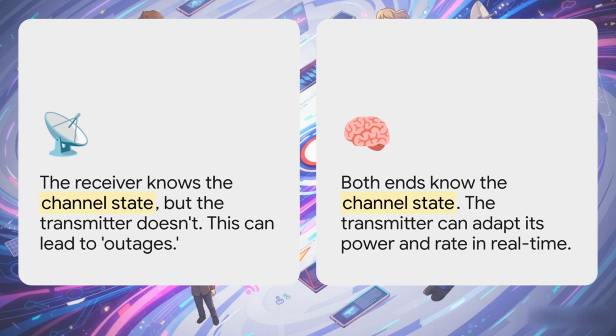But now look at the right. This is the game changer. Here, the transmitter also has that information. Both the sender and the receiver know the pipe size in real time. Now, the transmitter can be smart. It can adapt its strategy on the fly. It's the difference between shouting blindly into a storm and waiting for a quiet moment to speak clearly. It's being proactive instead of just reactive.